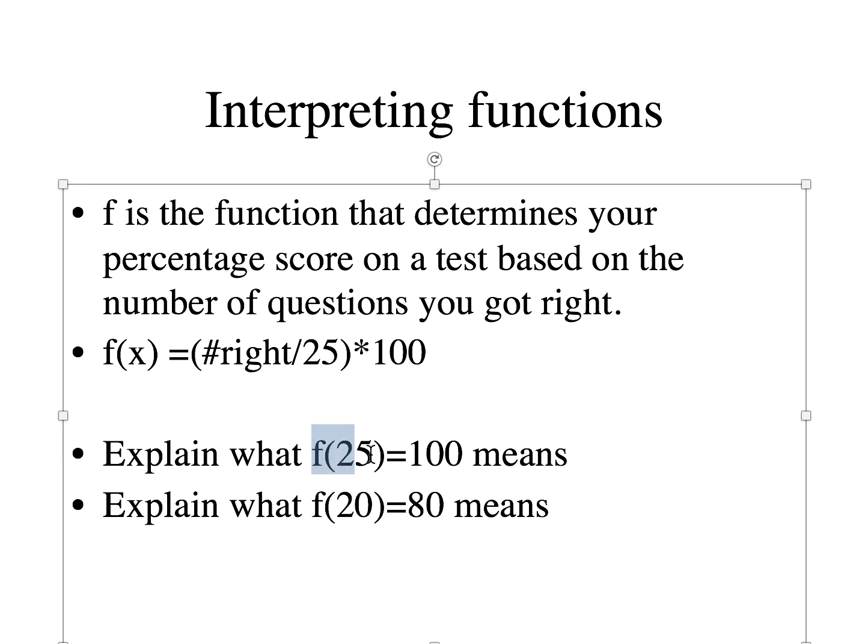Okay, so this first expression, f of 25 equals 100. Well, 25 is the number we plugged in, and in this case, we were using that as the number of questions that we got right on the test. So this says the person got 25 questions right. The 100 is what the function spit out, and in this case, the function is spitting out the score on the test. So if you got 25 questions right, then you got 100% on the test.